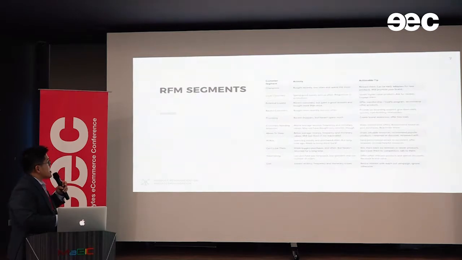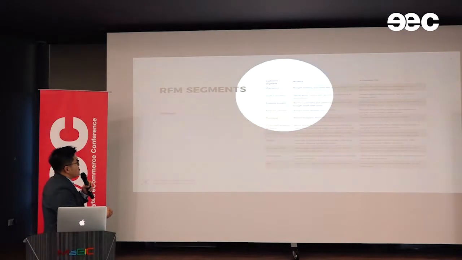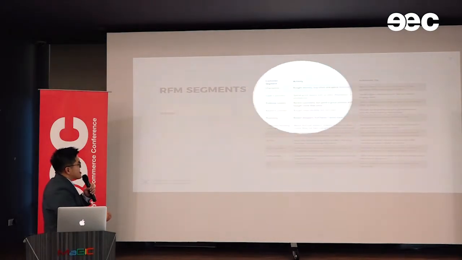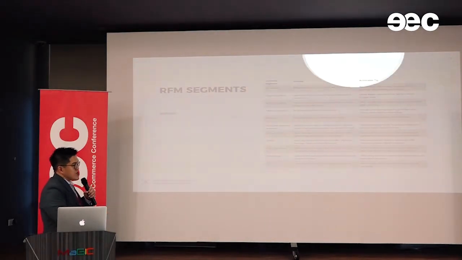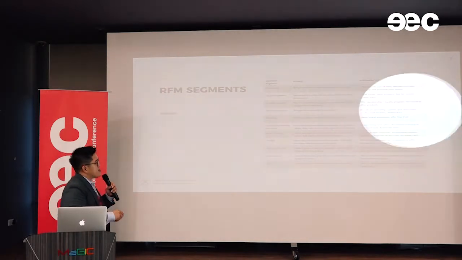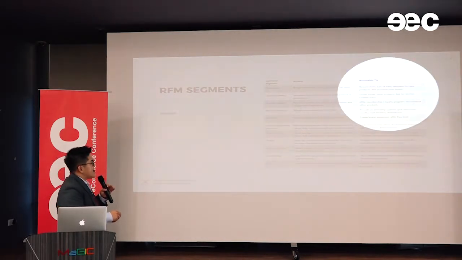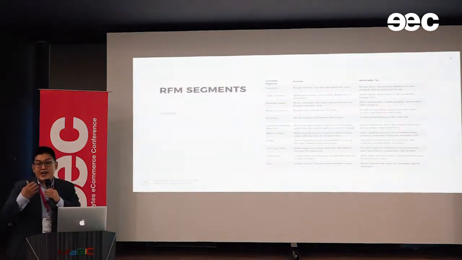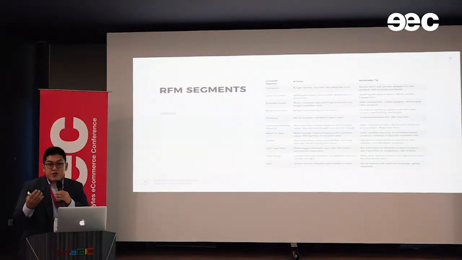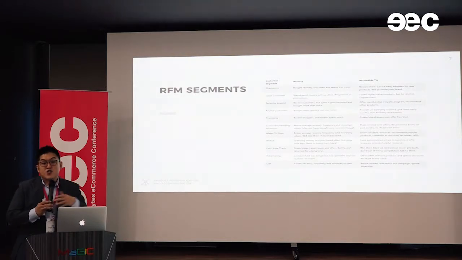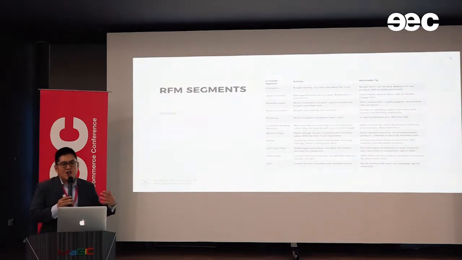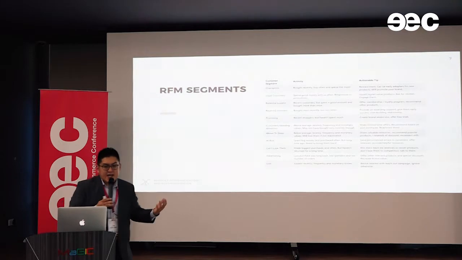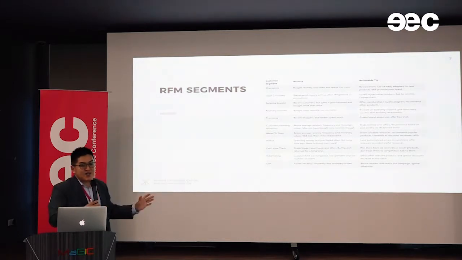Okay? Because after you have identified them, you need to see, okay, for champions, what are the things that they do? They bought recently, they buy often, and they spend the most. Yay. All right, actionable tips. You want to reward them. They can be early adopters for new products. They will also be the ones that are happy to help you promote your brand. So this is what your numbers are telling you. It's not based on your gut feeling. It's not based on your guess. It's all hard numbers that are telling you the facts.